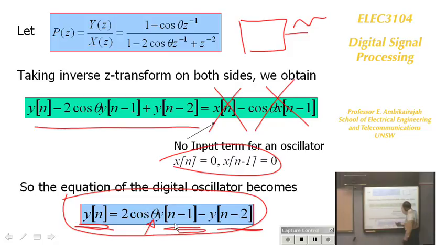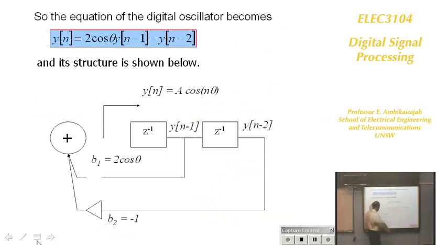Think about it. If this is 0 and this is 0, the back conditions, then what's going to happen to Yn? The whole thing is 0. So it will never oscillate. You must have an initial value here somehow, some particular value. If you have it, then it will start to oscillate. Okay? So this is the equation. How do we implement this? Next line. Once you have this equation, we write the equation, we implement the equation.